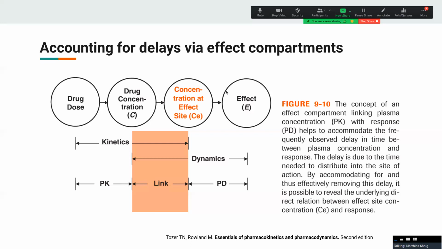You can do the same on the pharmacodynamic effect. If you want a time delay between the drug concentration and the actual effect, you can have this delay compartment, and this often corresponds to the concentration at the effect site. By this linking, you get a time delay between the pharmacodynamics, the effect, and the pharmacokinetics, the time-dependent concentration.